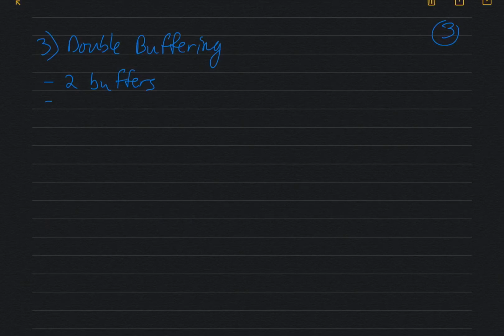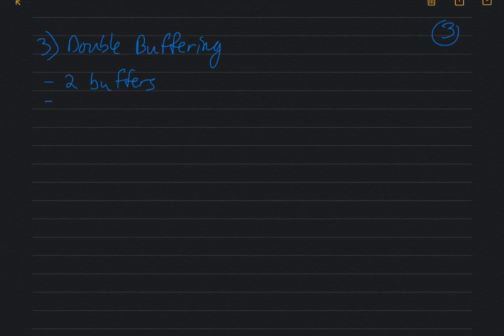This is page 3 of the communication notes, and it's section 3, and I'm going to cover something called double buffering. For this we're going to use two buffers, and the idea there is that the producer can fill one buffer while the consumer is emptying the other, and then they can swap. It's used in graphics to avoid the tearing problem.